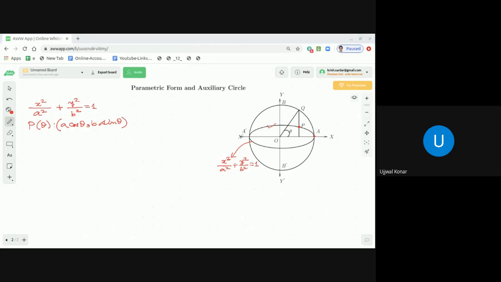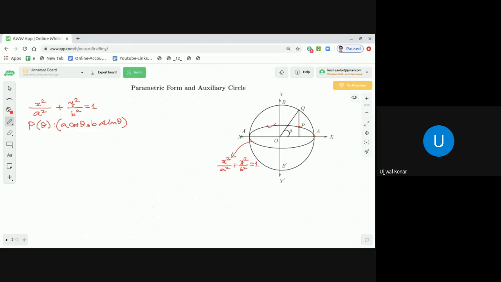Now, if you look into the equation of the ellipse, x square by a square plus y square by b square, its parametric form is x equal to a cos theta and y equal to b sin theta. Now, dear students, if you recall, the significance of parametric form is this. The pure equation of the ellipse means the Cartesian coordinate equation, x square by a square plus y square by b square equal to 1, and you see there are two unknowns, x and y.